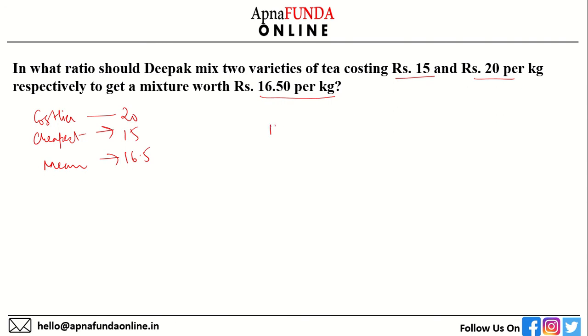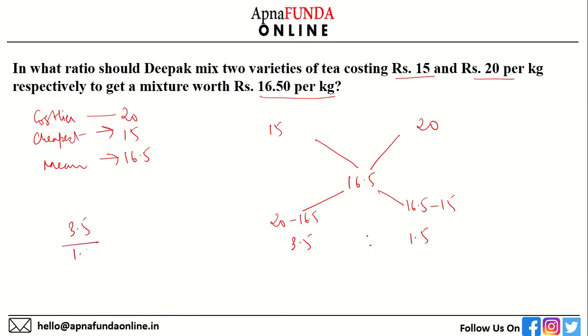So, can I say cheap, costly, and 16.5 is the mean? Correct. So this is 20 minus 16.5, and this is 16.5 minus 15. So this is 3.5 is to 1.5. So 3.5 divided by 1.5, I will arrive at 7 by 3. So the ratio which we are looking at is 7 is to 3.